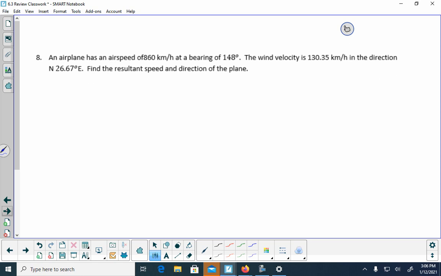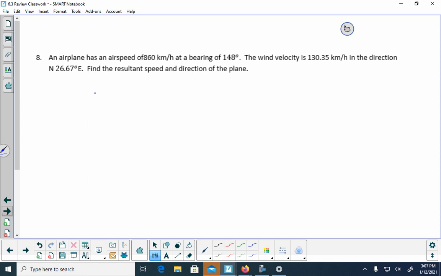Number 8, an airplane has an airspeed of 860 kilometers per hour at a bearing of 148. The wind velocity is 130.35 kilometers per hour in the direction of north 26.67 degrees east. Find the resultant speed and direction of the plane.